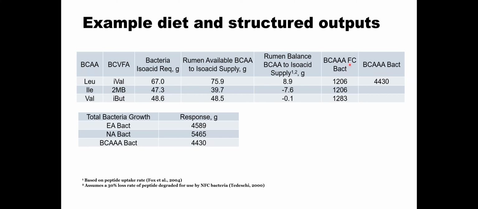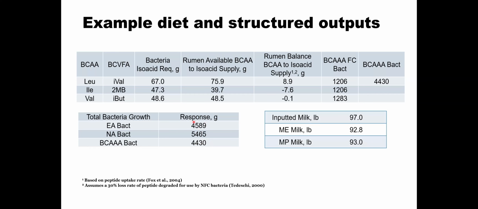So here's our branched chain allowable fiber carbohydrate bacteria. The branched chain allowable bacteria end up at 4430. But we have an energy allowable bacteria of 4589. We have a nitrogen allowable bacteria of 5,400 grams. But our most limiting nutrient here for microbial growth, especially for the fiber digesting bacteria, is going to be the branched chain amino acid allowable bacteria. So that's got us at 4430. So we're about 150 grams deficient on branched chain amino acids, branched chain VFAs, to meet the requirements for those fibrolytic bacteria.